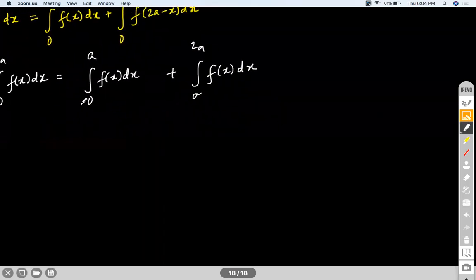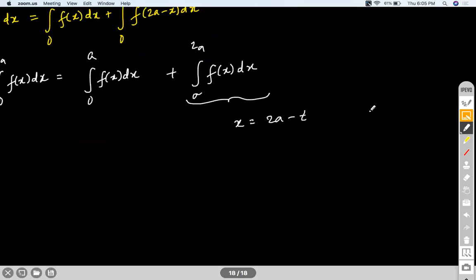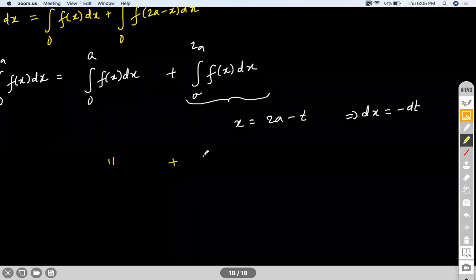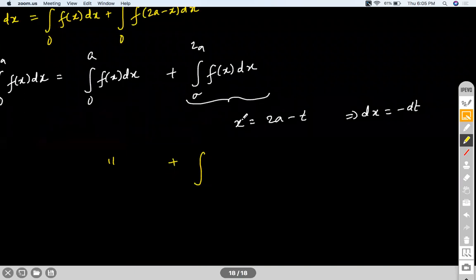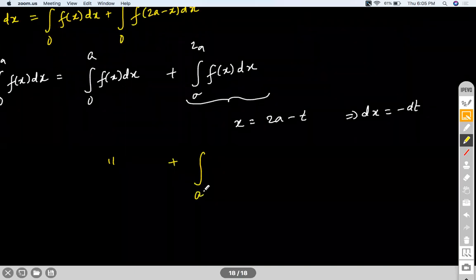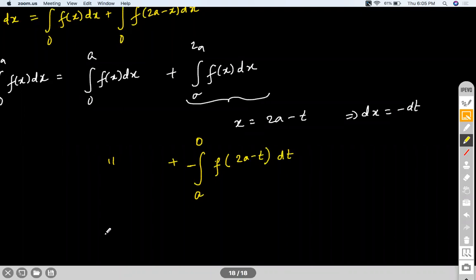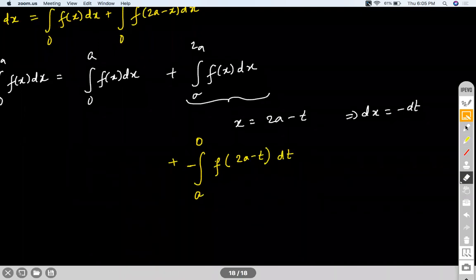Now, the first integral I will not disturb, but in the second integral, I'm going to replace my x with 2a minus t. That means my dx will become minus dt. Now for the limits of integration, when you put x as a, t will become a. But when you put x as 2a, t will become 0. And instead of x, I will put 2a minus t. Instead of dx, I will put minus dt.